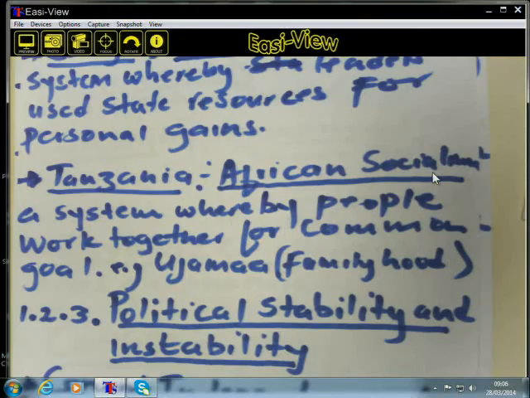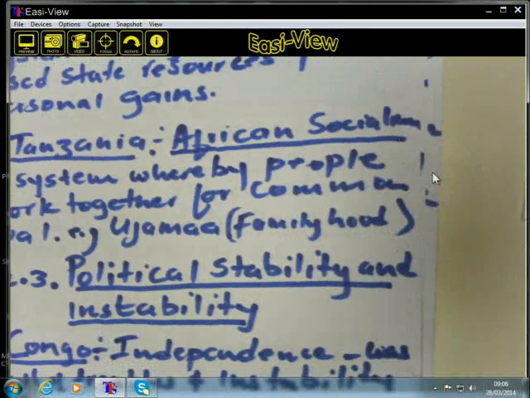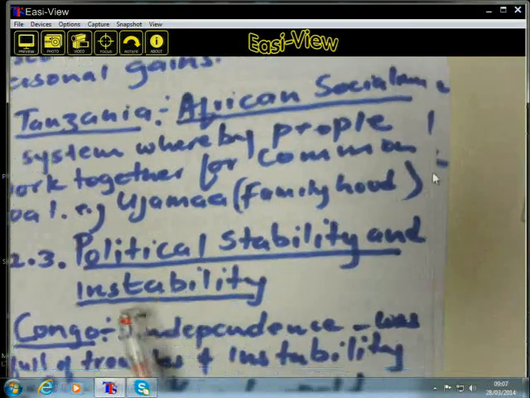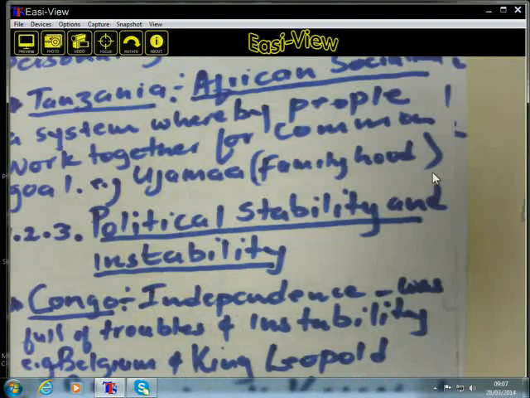Another comparison had to be made on political stability or instability. Was there consistency in terms of governance in that particular country? So you look at Congo, you look at Tanzania, as you go through it, you'll find that there were some inconsistencies in politics as well as in economics.